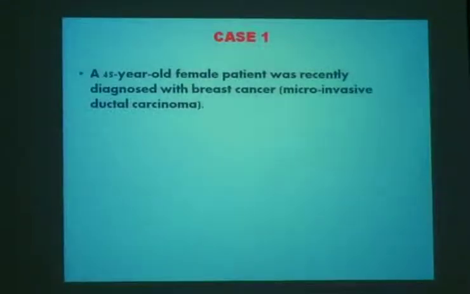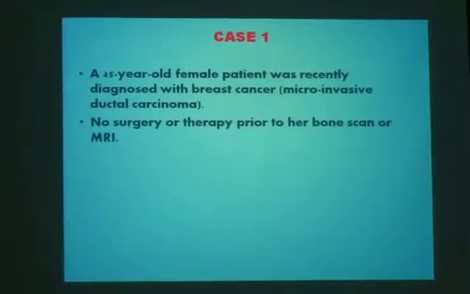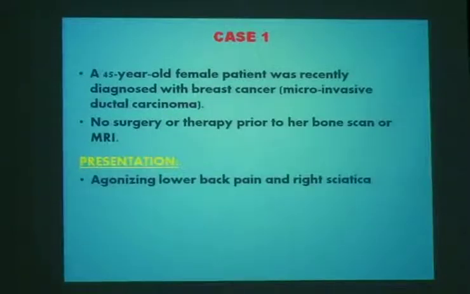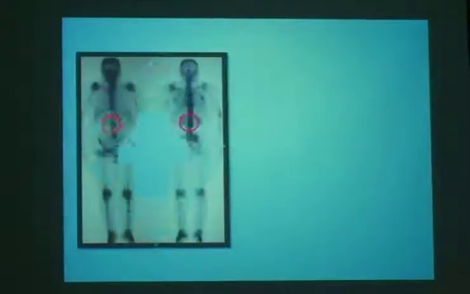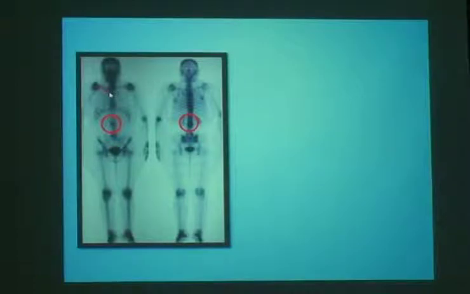Now, this is a 45-year-old female patient who was recently diagnosed with breast cancer. No surgery or therapy was done prior to her studies, the bone scan and the MRI. Her presentation was of agonizing lower back pain and right sciatica. As we can see here, this is the bone scan. We can see suspicious hot lesions at the lumbar spine and also at the upper dorsal, let's say D1 or D2 level, to the right. This was on the bone scan.